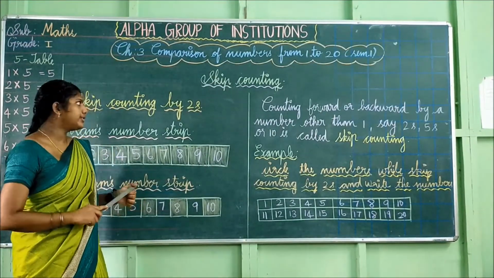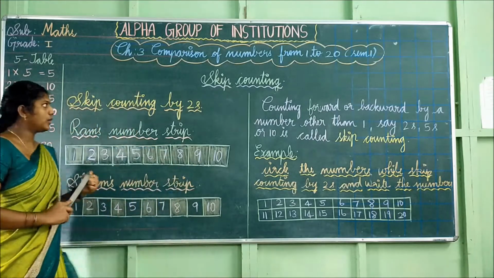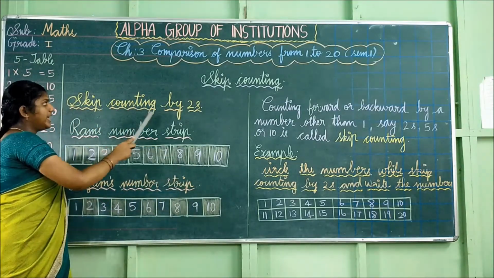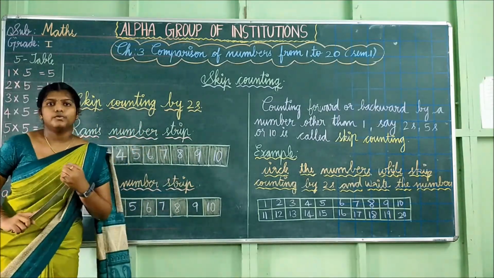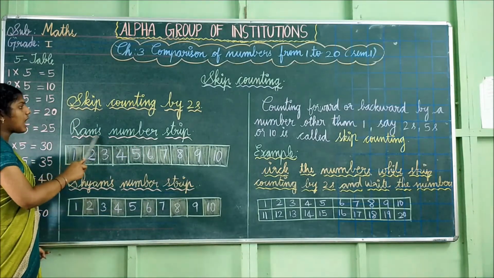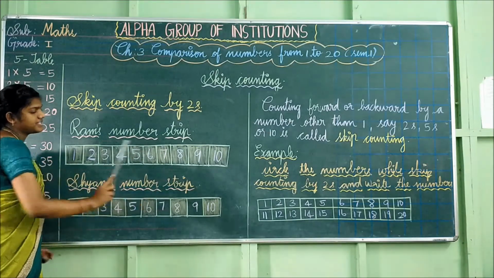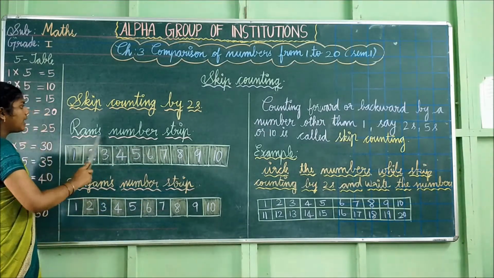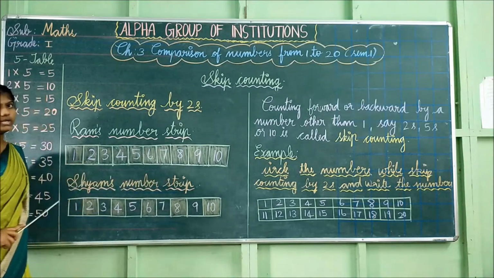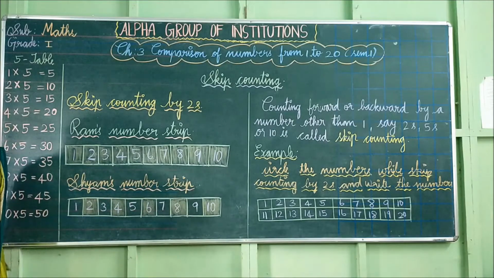Children, now we are going to learn skip counting. So first we are going to see skip counting by twos. So for that we have an example. See here, this is Ram's number strip and this one is Shyam's number strip. So Ram has a number of numbers, and here Shyam is also having a list of numbers.